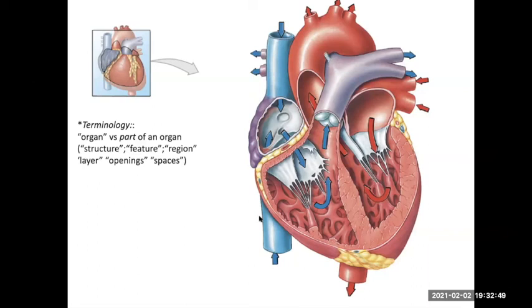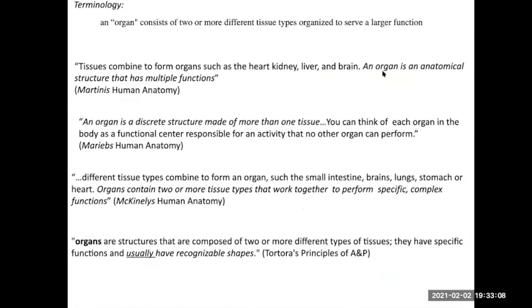So you have organs and then you have parts of an organ. These will be some of the terminology you'll get used to hearing, right? When you look up the definition, you can look at different books, and you might have slightly different definitions, but the general picture when I ask you to define an organ is two or more tissue types, right? So it can't be just muscle tissue, it might be connective tissue.